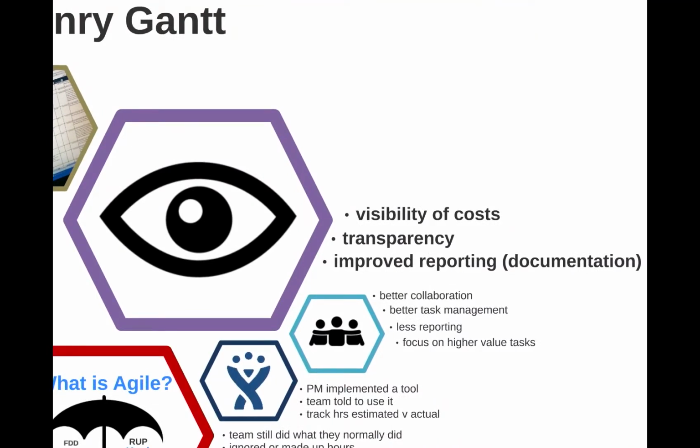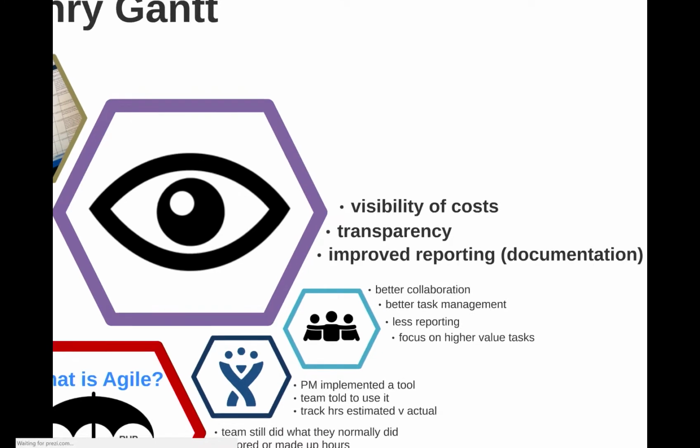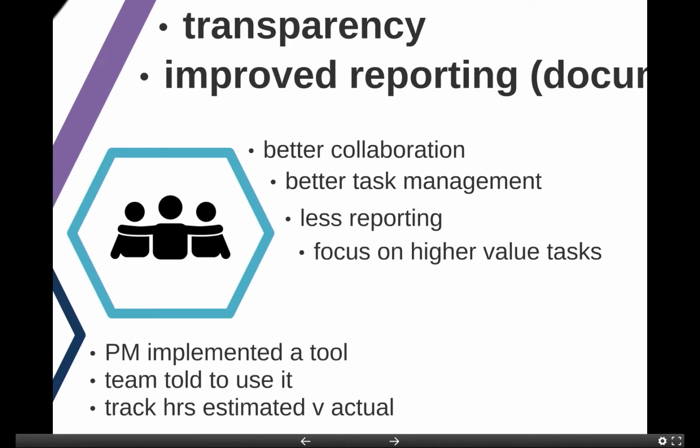So when the director of a company approached me to do some agile coaching in his organisation, he wanted things like visibility of costs, transparency, improved reporting, and of course what he meant by that was actually more documentation. In starting to talk with the teams, they wanted something a little bit different. They wanted to be a little bit more collaborative. Yes, they wanted to manage their work a bit more effectively. They actually wanted less reporting.